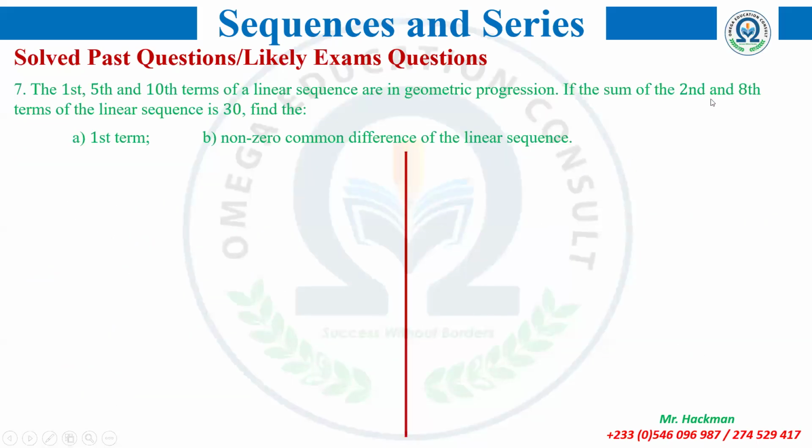The sum of the second and the eighth of the linear terms, that is, the terms of the linear sequence, is 30. So you are told that the second, which is A plus D, plus the 8th, because you said the sum of the second, then plus the 8th. The 8th is A plus 7D, which should give you 30. So your first one, you will use the common ratio in the GP, and that will generate an equation in A and D. The second one will also give you another equation in A and D.